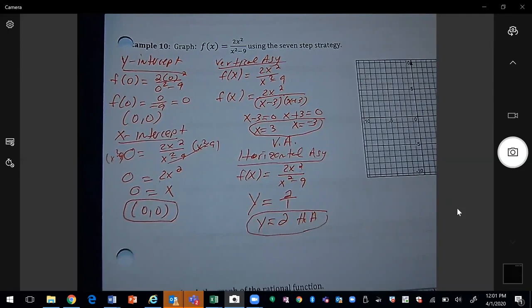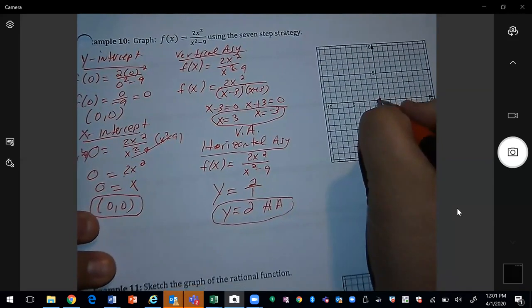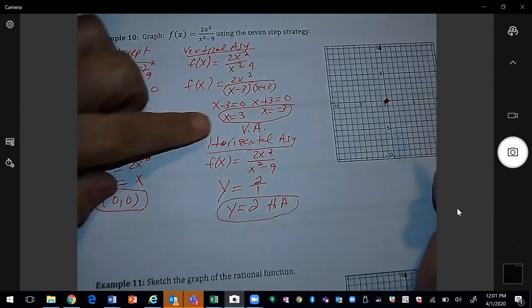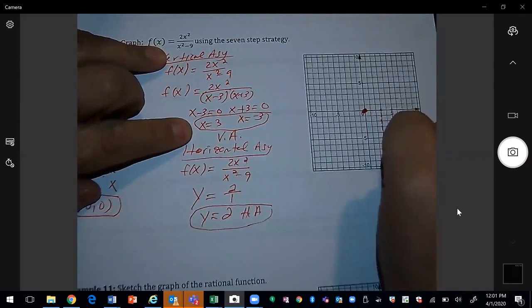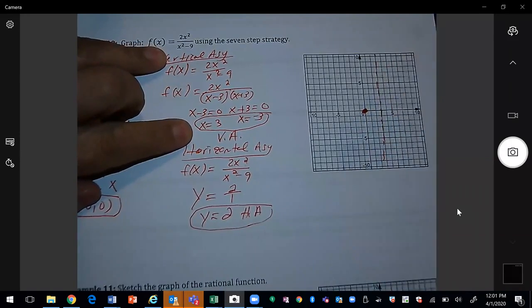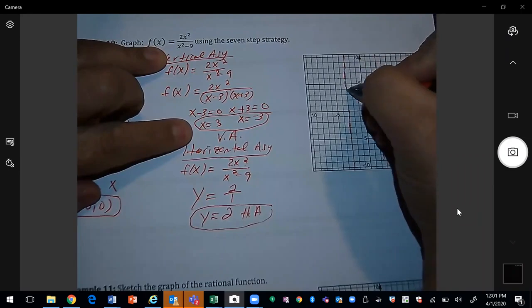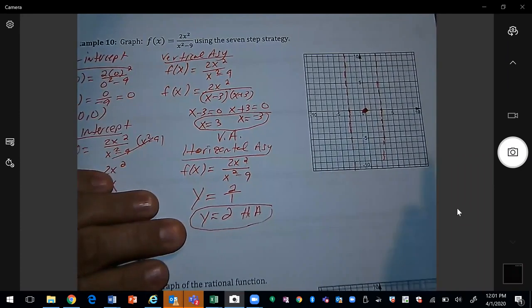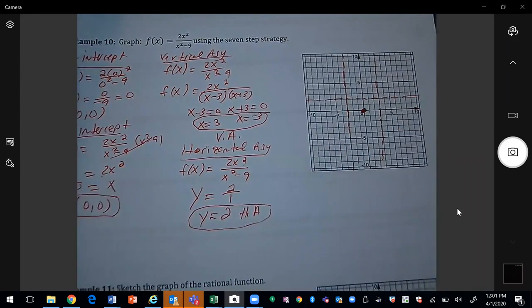And so if you notice, if I graph this, I don't have a lot of information. We found this point here, 0, 0 for the x-intercept and the y-intercept. And then my asymptote says that x equals 3, so right here, and x equals -3, right there. And then the horizontal asymptote is y equals 2. And so I only have one point, and that's it.